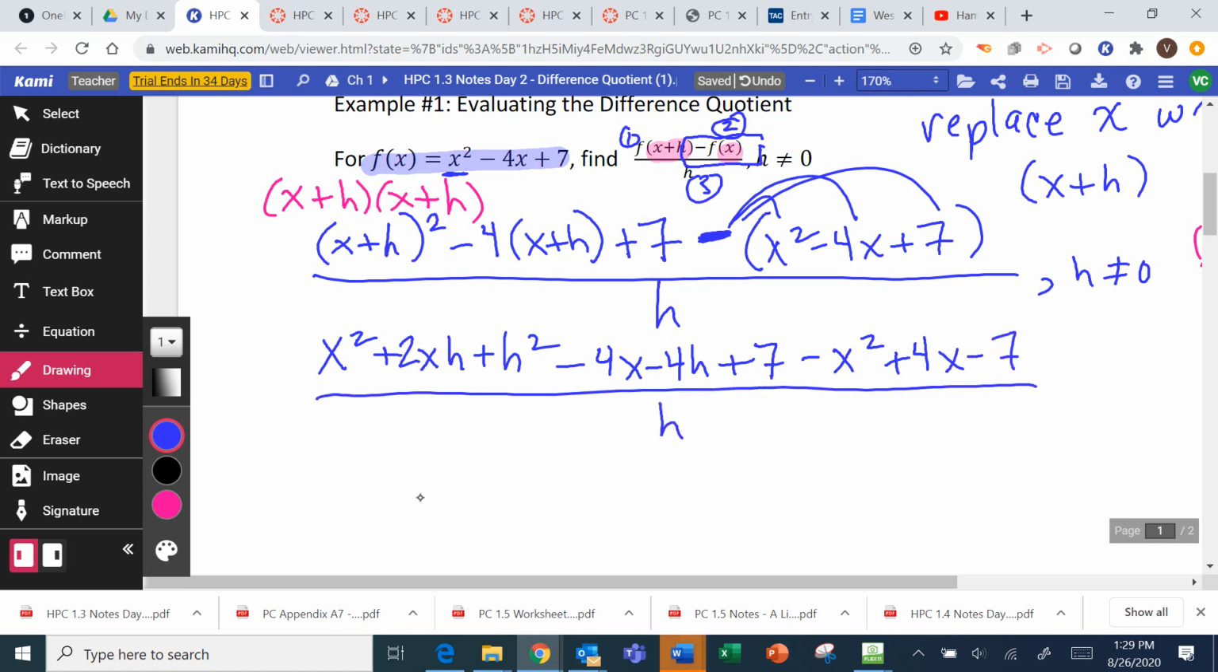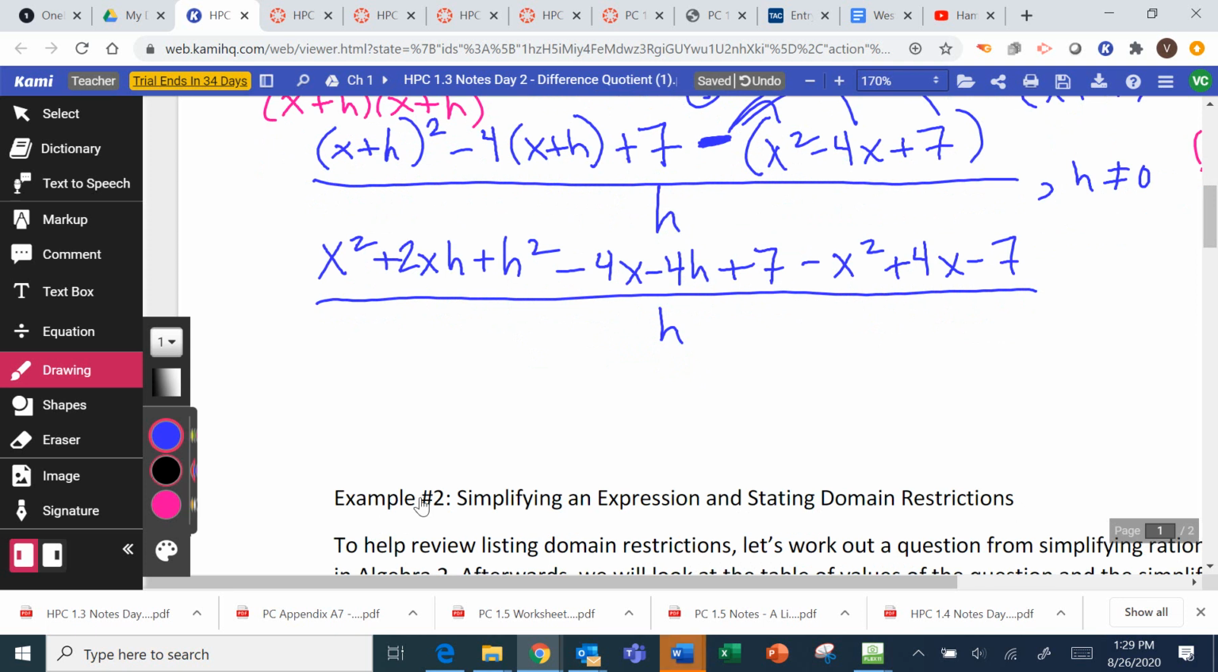All right, combine like terms. Looks like I have a minus x squared and a positive x squared. I've got a minus 4x and a positive 4x. I've got a positive 7 and a minus 7. I think I got them all. So I get 2xh plus h squared minus 4h over h.